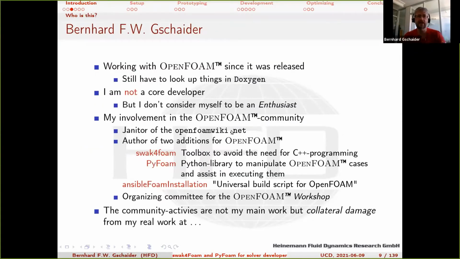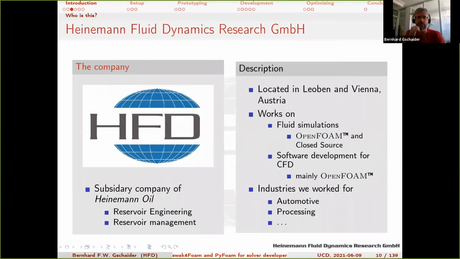So who am I? I'm Bernard Scheider. I have been working with OpenFOAM since it was released as OpenFOAM. I am what the OpenFOAM core developers call an enthusiast. My involvement with the OpenFOAM community is that I'm the janitor of the OpenFOAM wiki, and I'm the author of the 2 packages that I'm going to present here, and I'm doing some other minor stuff as well. But all this is collateral damage to the work that I regularly do.